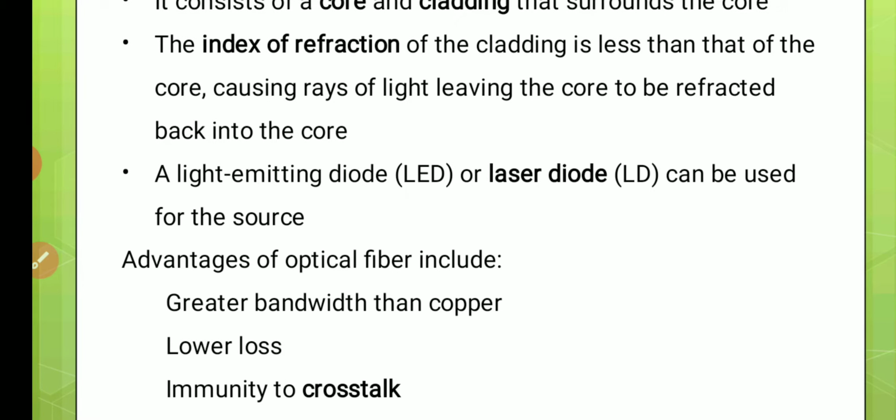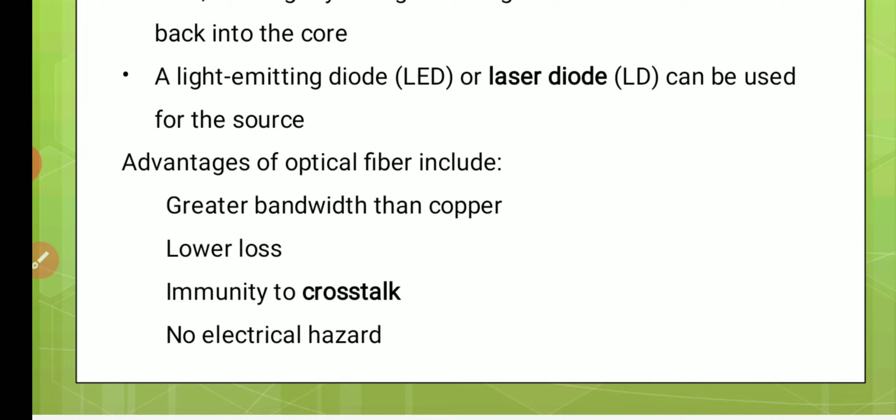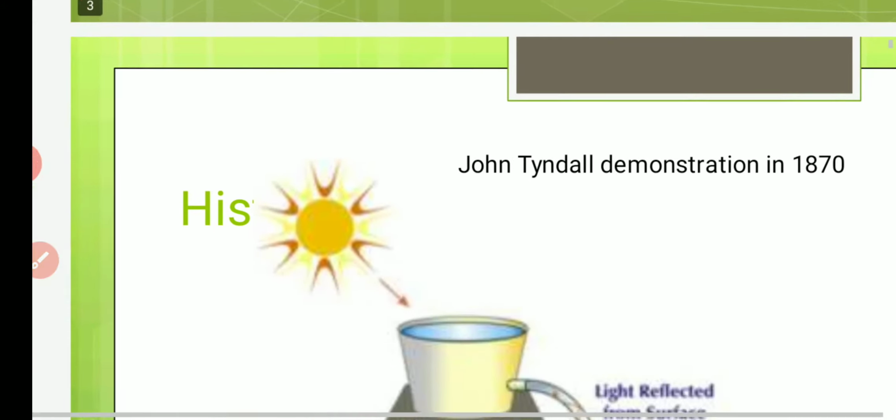Then what is the source we use for light? A light emitting diode, LED, or a laser diode can be used as a source. The advantages are greater bandwidth, low loss, immunity to crosstalk, no electrical hazard, etc.